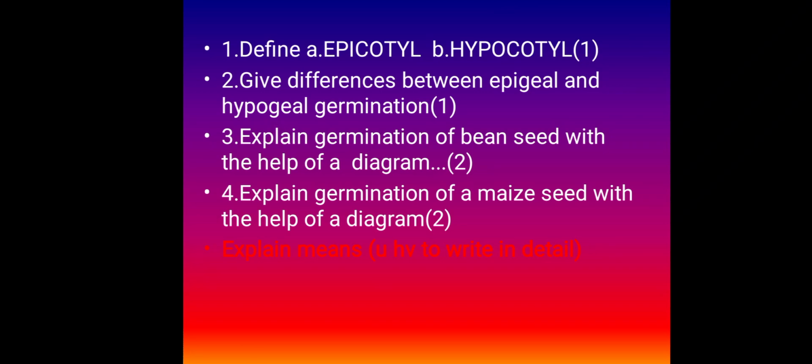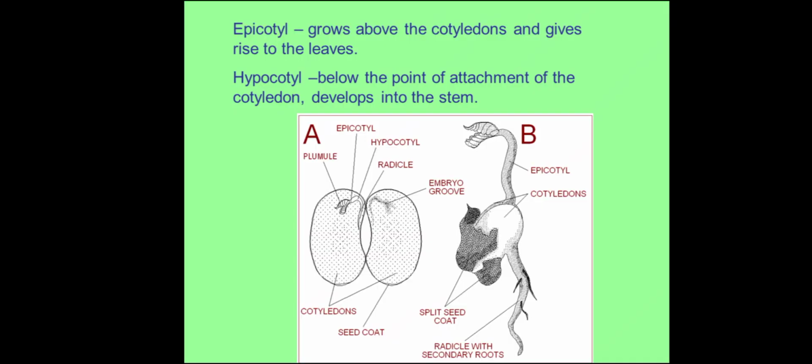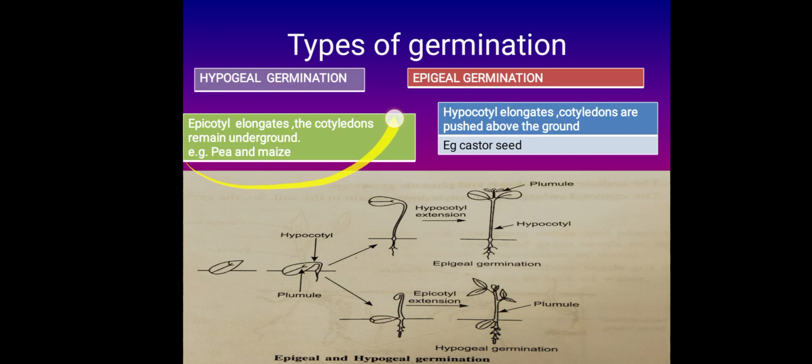So class, let us revise once again. Today's lesson we have learned about epicotyle, which grows above the cotyledons and gives rise to the leaves. Hypocotyle, below the point of attachment of the cotyledon, develops into the stem. We have also learned about types of germination, hypogeal germination and epigeal germination. Epicotyle elongates, the cotyledons remain on the ground. Example, pea and maize. Hypocotyle elongates and cotyledons are pushed above the ground.